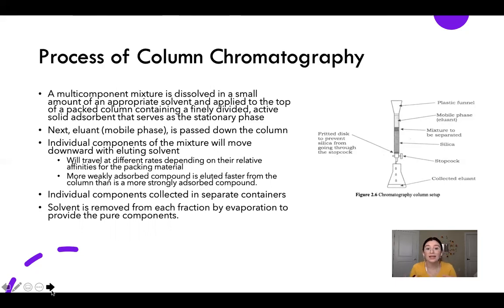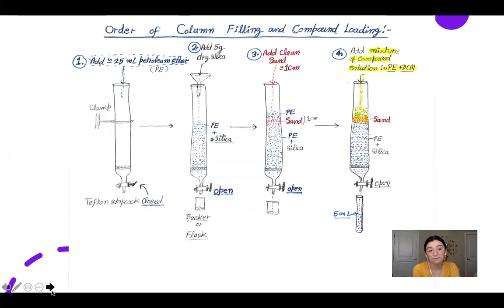This same rule applies to TLC; the same rule about being more adsorbed applies to column chromatography. So just keep that in mind. Individual components are collected in separate containers. I will explain more about this in lab. And solvent is removed from each fraction by evaporating to provide the pure components.